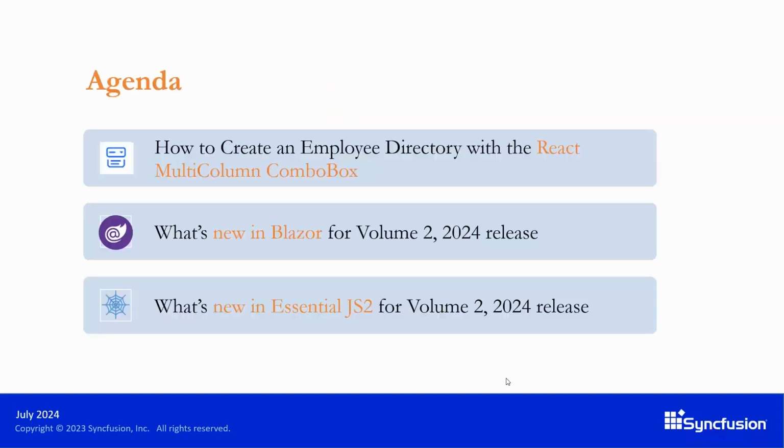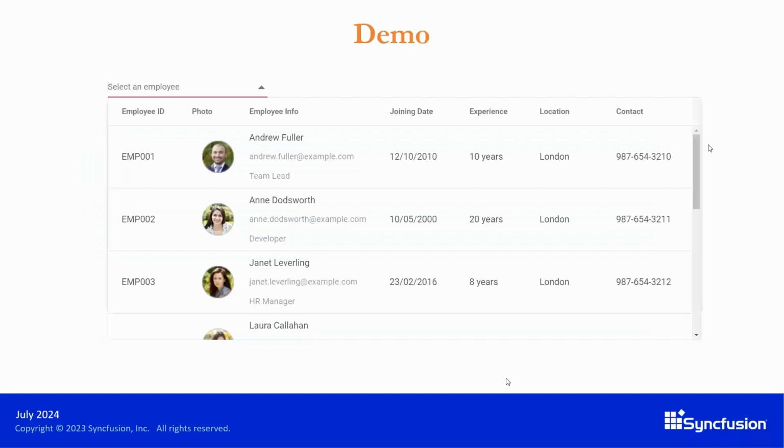First, we will see how to create an employee directory using the Syncfusion multi-column ComboBox. Later on, we will explore the new features included in Blazor and Essential JS 2 components for the second volume of 2024 release. Before we start with the React multi-column combo box, let's check out this demo. Here, the multi-column combo box pop-up displays the employee information with images, customized headers, and items.